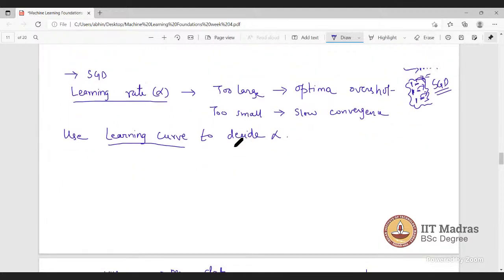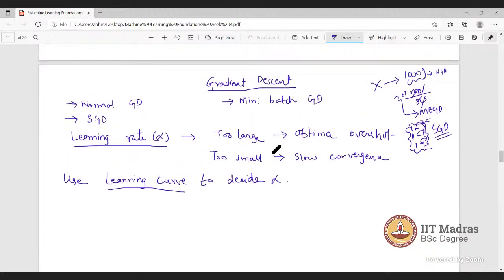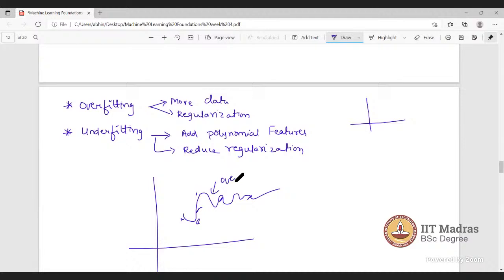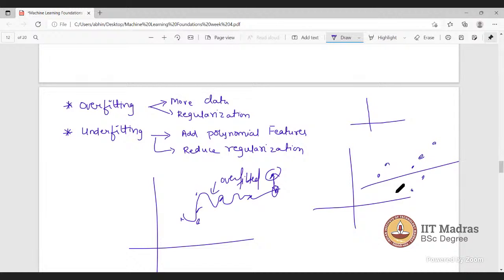So this is the gradient descent part. Overfitting, underfitting, I think it must be clear by now. If I have a situation where I am trying to replicate all the data points like this, I call it overfitted, because if a data point comes here, this prediction will be very erroneous, right? And underfitting happens if we have a situation like this, where we are not following the different data points.